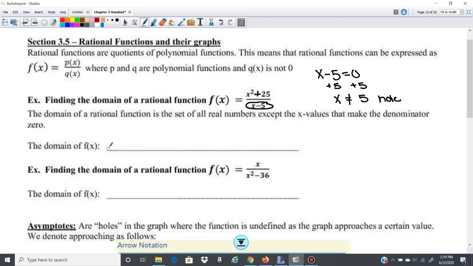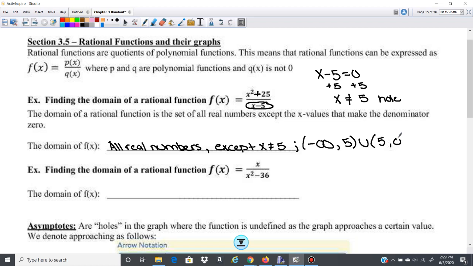There are two ways that you can write this. There is a form where it would say all real numbers except x is not equal to 5. Okay, so that's one way. Or you can go across the domain from negative infinity to 5, and then include 5 to positive infinity. So those are the two ways that you can answer that. It's just going to depend on how the question is posed.